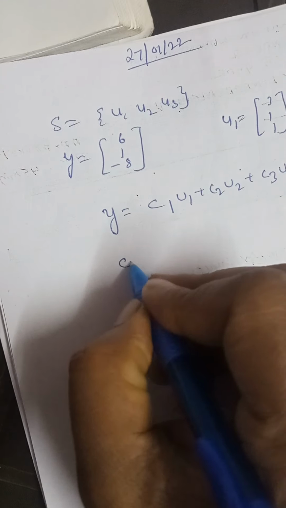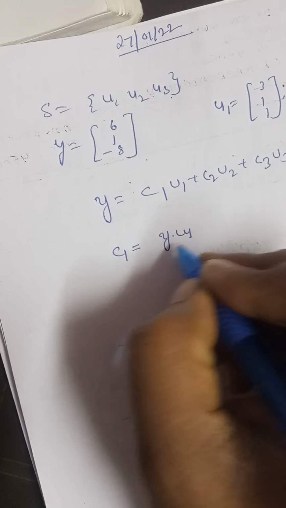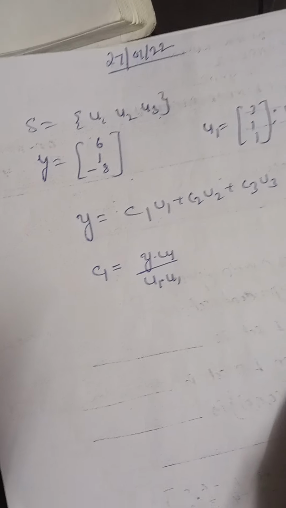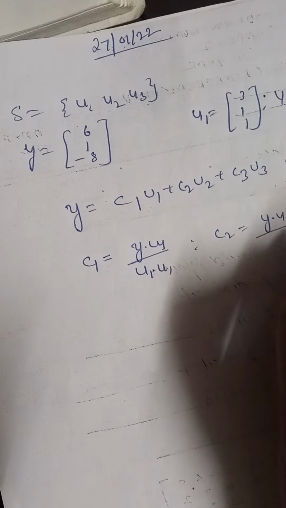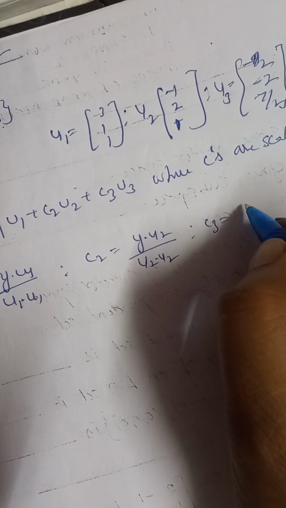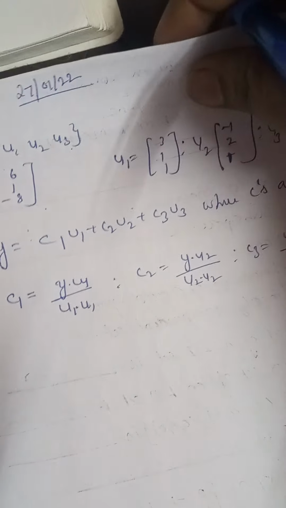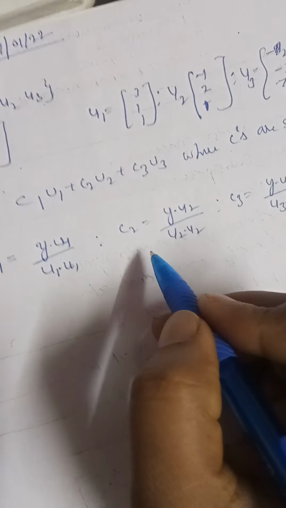Now we know that c1 is equal to what? c1 = (y·u1)/(u1·u1), by using the above theorem. And c2 is equal to (y·u2)/(u2·u2). And c3 is equal to (y·u3)/(u3·u3). Now to find the c1, c2, c3 values, we need to find y·u1, u1·u1, y·u2, u2·u2, y·u3, u3·u3, right?